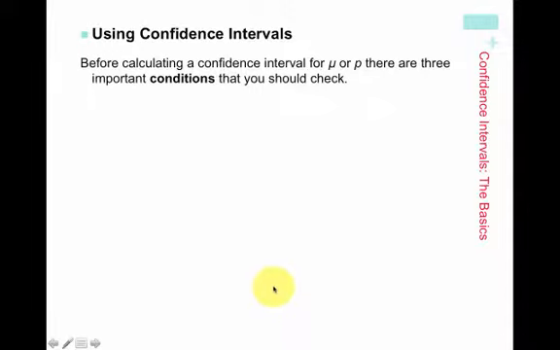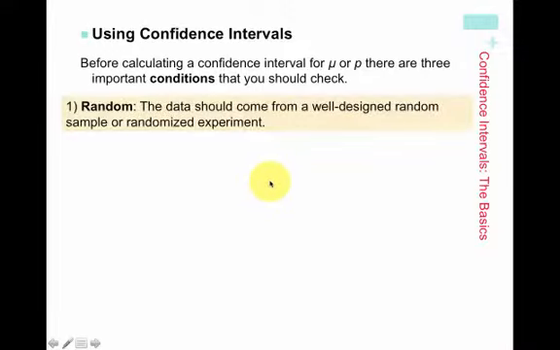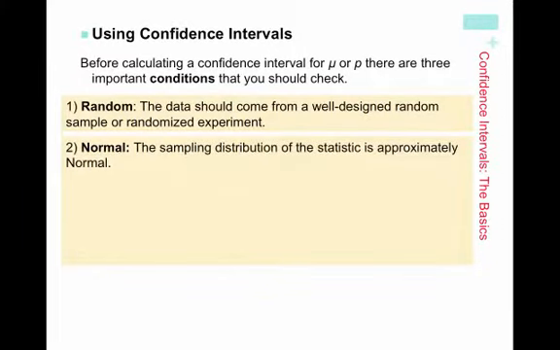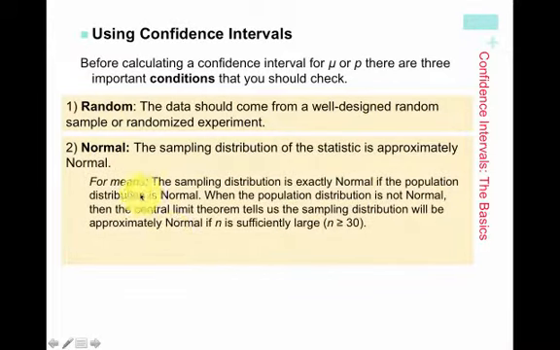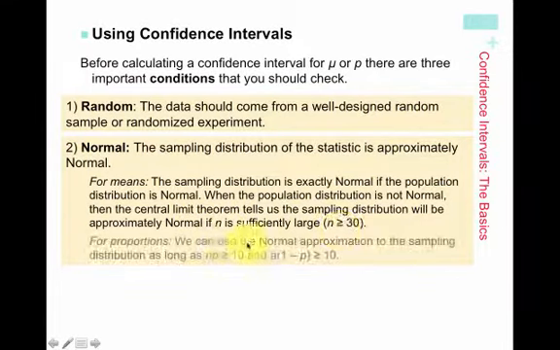So before we calculate a confidence interval, there are 3 conditions we have to check. 1, our data should come from a well-designed random sample or a randomized experiment. 2, our sampling distribution must be approximately normal, and we saw this in the previous chapter. For means, either the population must be normal or the central limit theorem must apply. That is, n must be sufficiently large, n greater than or equal to 30. For proportions, we can use the normal approximation as long as np and n(1 minus p) are both greater than or equal to 10. We saw both of these last chapter in using a normal approximation for sampling distributions. Those conditions still hold when we're constructing our confidence intervals.